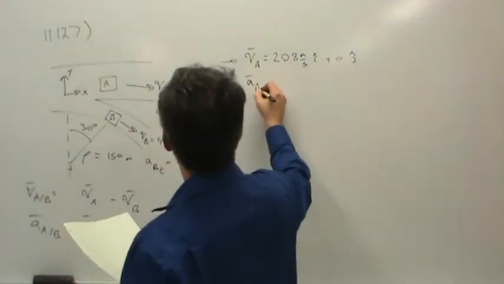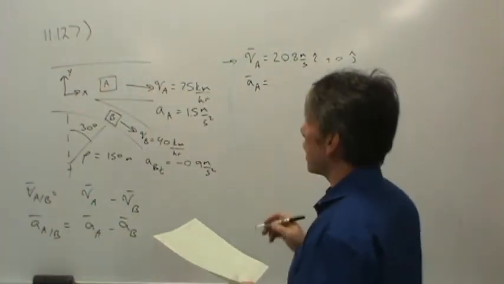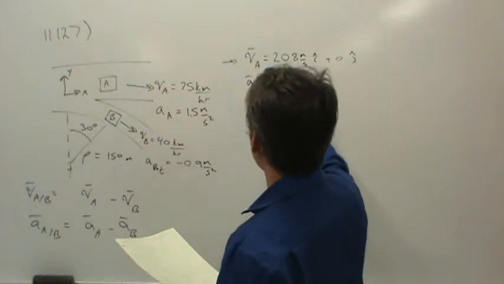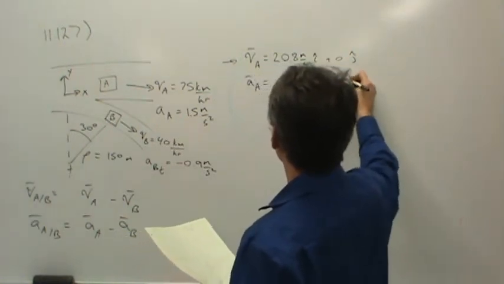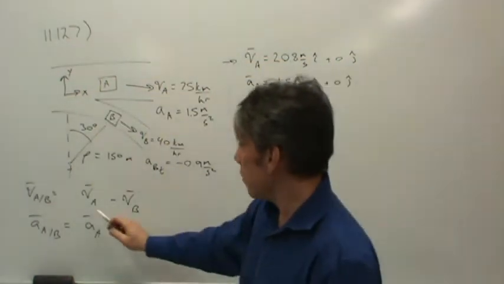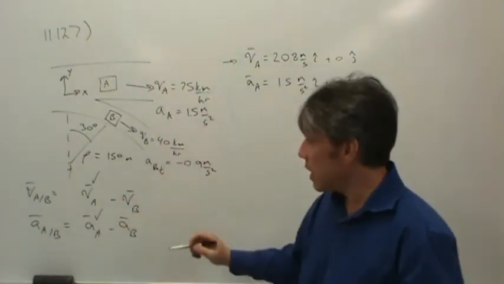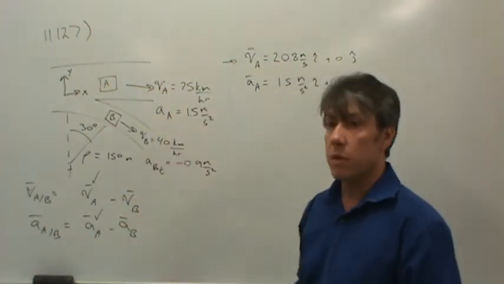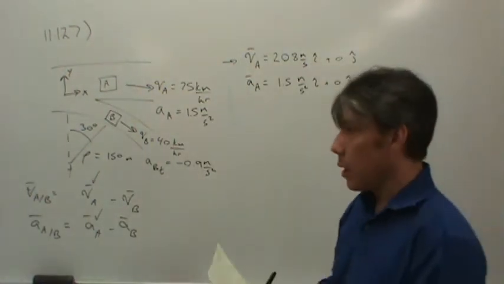Now, how about the acceleration? Well, the acceleration of A is also easy to write, because it too only has an i component. So that's 1.5 meters per second squared in the i direction plus 0 in the j direction. So we've taken care of A, right? A is easy. We've taken care of this piece and this piece. Now all we need to do is figure out the velocity and acceleration of B. Okay? So this is where it gets a little deeper.